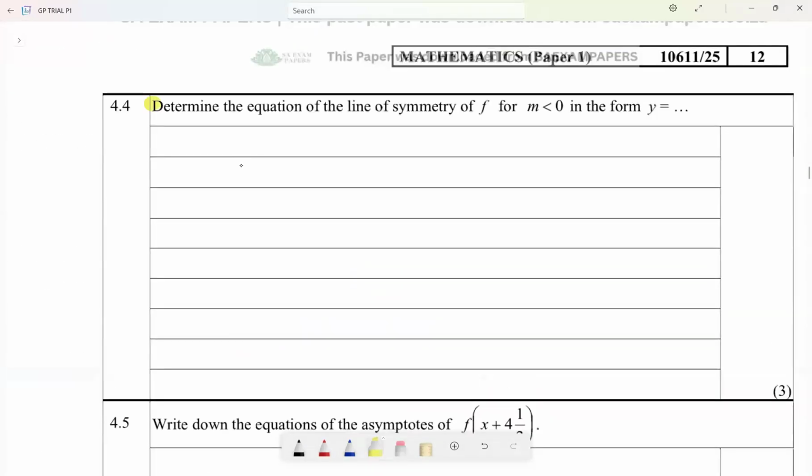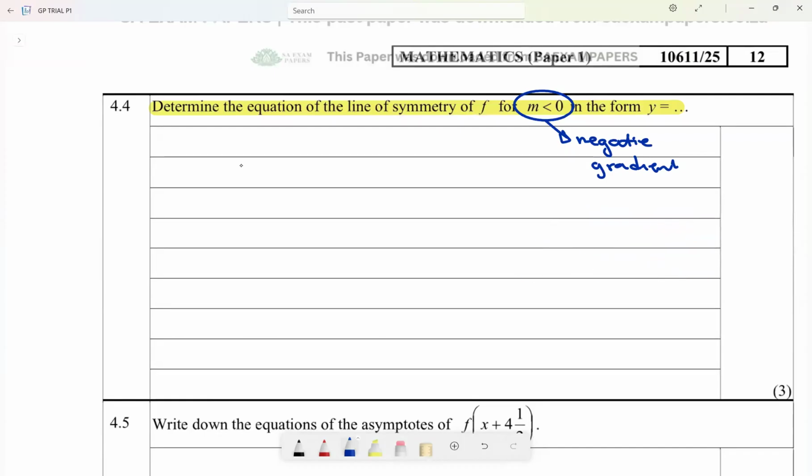Determine the equation of the line. Okay, determine the equation of the line of symmetry of f for m is less than 0 in the form of y is equal to something. So when m is less than 0, this tells you that you have a negative gradient. Remember, when something is less than 0, it is negative on a number line. If this is 0, when you are less than 0, it means you are negative. When you are greater than 0, it is positive.